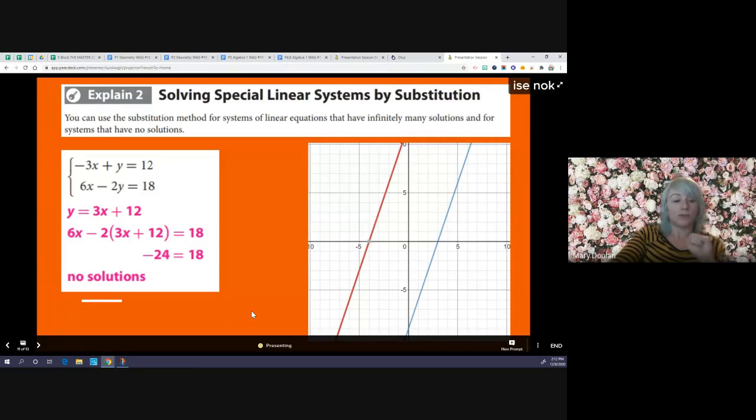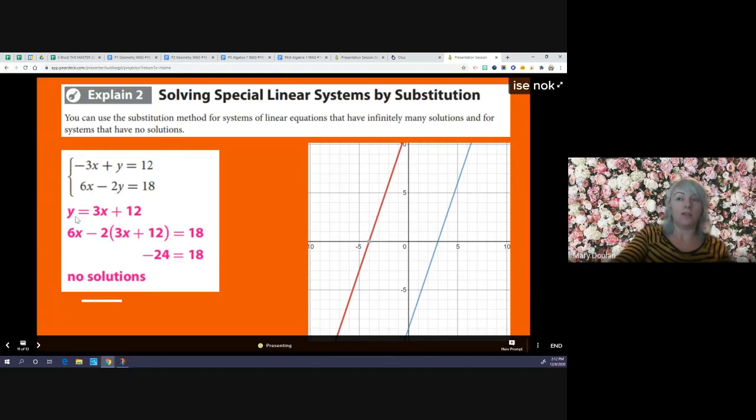Say there was no solution. What would that look like? So last week we talked about if we have two graphs that are parallel lines that never intersect, there's never a point of intersection, there's never a solution, there's no solution. It looks like this. But what does it look like when you use the substitution method? So this is showing the substitution method here.